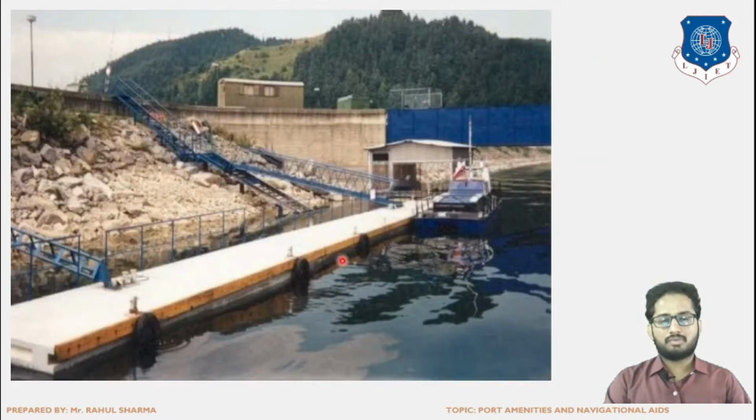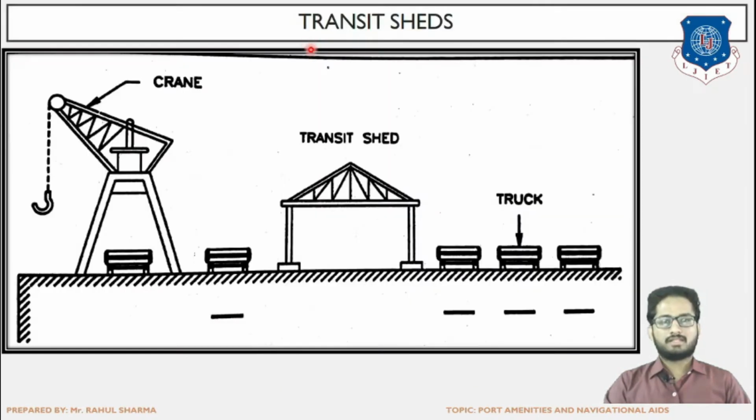And this is a view for a small floating landing stage. This is a very small size floating landing stage, basically connecting the terminal point with a sort of a platform where the loading, unloading of cargo or commodity or passengers can be done. Next important topic is transit shed.